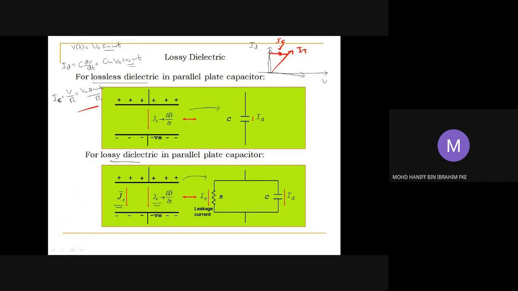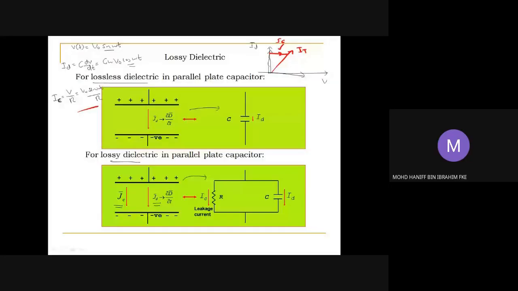Based on this phasor graph, we can deduce that this particular angle here will be the loss tangent angle, which is the angle delta. So the tangent of delta will be equal to the magnitude of IC divided by the magnitude of ID. Basically that gives us the loss tangent: the tangent of the angle between the IC and the ID gives us the ratio of the conduction current and the displacement current.